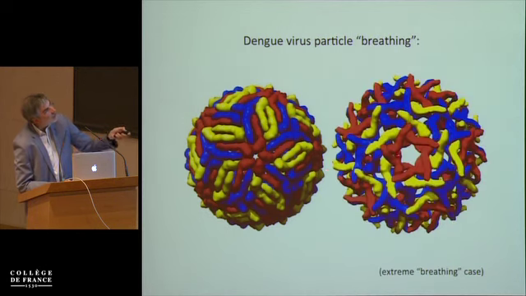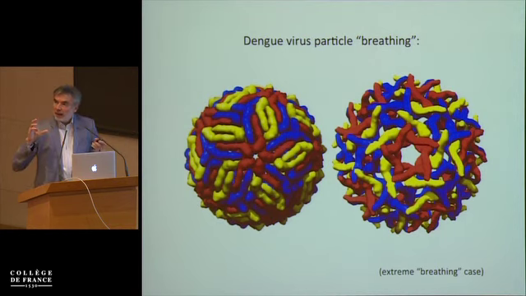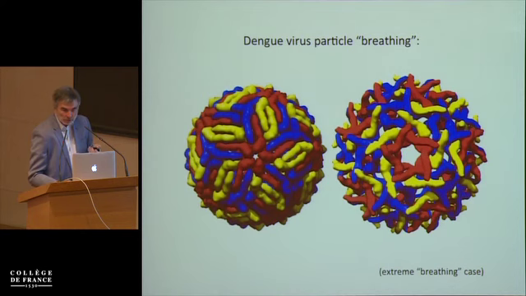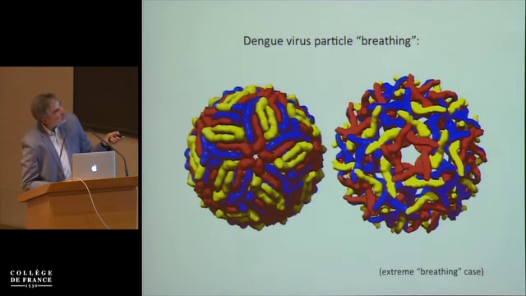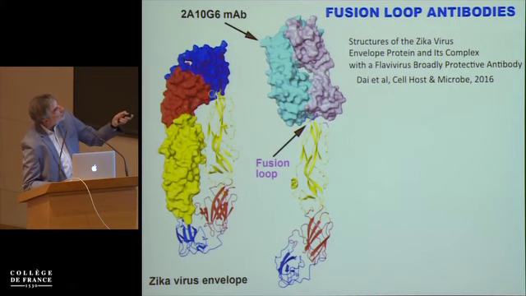Here is sort of like an extreme breathing case in which these dimers will be opening. And it inactivates. If you leave the infectious particles on the bench for several days, then it is completely inactivated, because this flickering of this breathing leads to its own inactivation. And the antibodies most commonly found on the surface bind to the fusion loop.